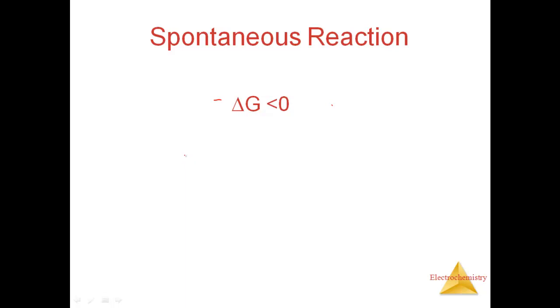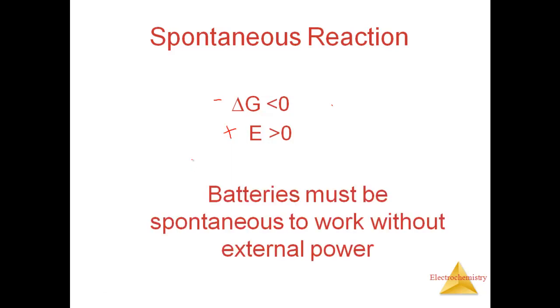Now we'll talk all about this in Unit 5, and that'll make sense why it's negative. We can also say that if we have a positive EMF, as measured through the number of volts, if it is a positive number, we also have a spontaneous reaction. So if delta G is negative, or the EMF or the voltage is positive, we will have a spontaneous reaction, which means the battery will operate without any external power source. So they must be spontaneous in order to work without a power source. All right.